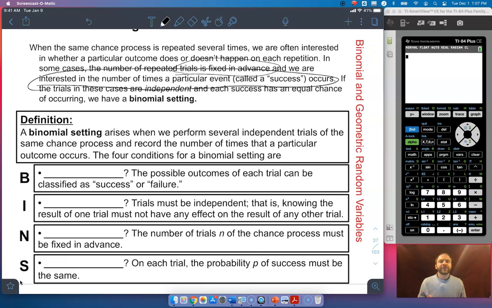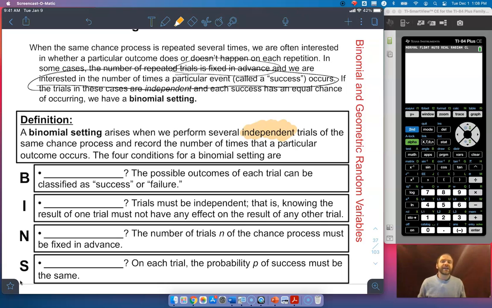In a binomial setting, we perform several independent, and I want you as the student to circle, highlight, or underline that word independent. That's a crucial word. Trials of the same chance process, and you record the number of times a particular outcome occurs. Again, think about flipping a coin. Flip a coin 10 times. How many times do I get 6 heads? What's the probability of getting 6 heads? That is a binomial setting.